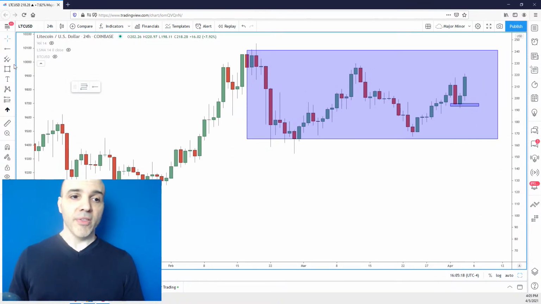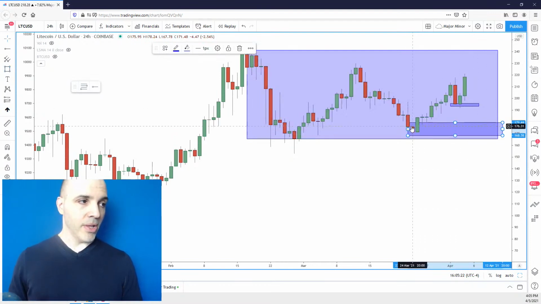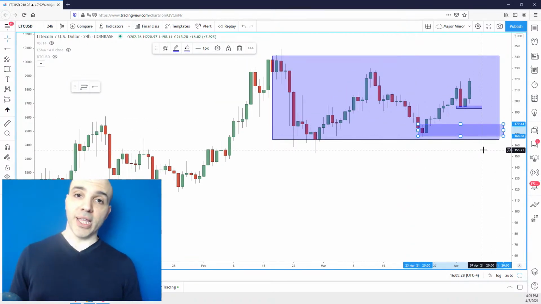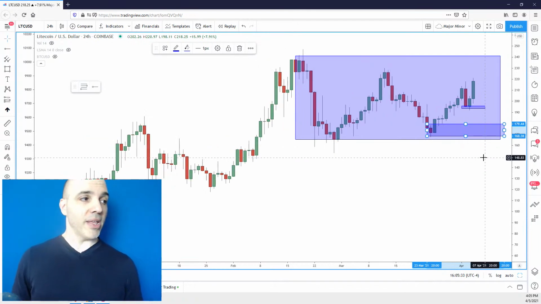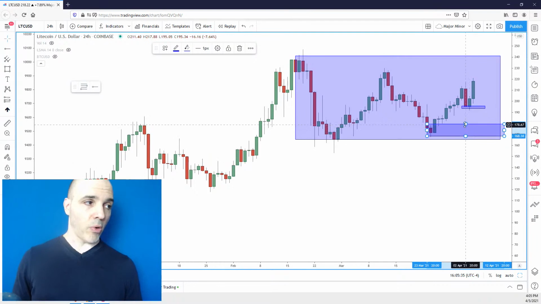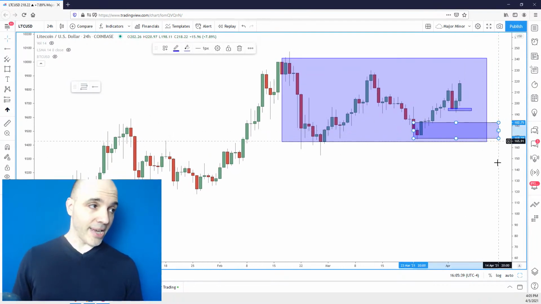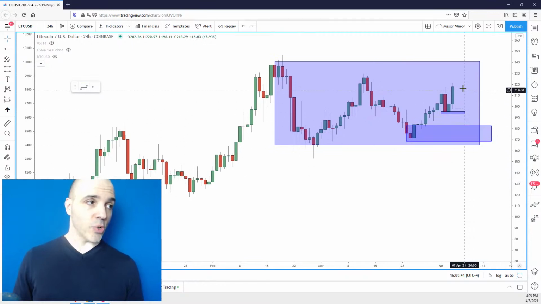Why? Because the ideal price to get into something like Litecoin would be around here, which is around 167. That area there, which coincides with the 53K or 50K support on Bitcoin. So that would be the higher probability, much lower risk area, and we're nowhere near that right now. So you can either wait for that if you're looking to get into a new position, or you could take that aggressive trade that I mentioned, okay?